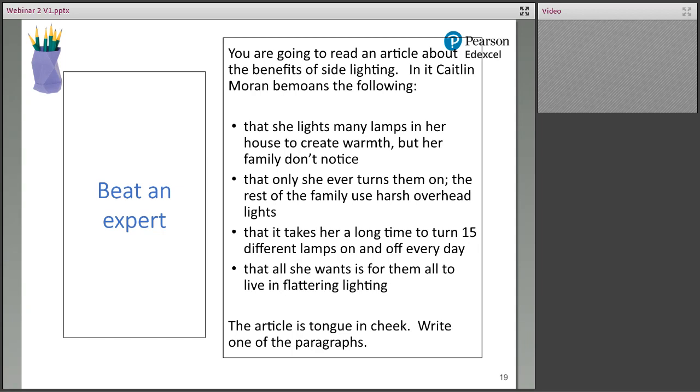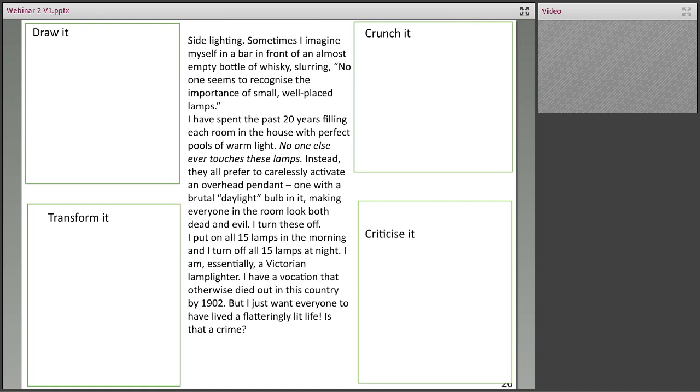But what I would do then is to get them to write the article, and that could be an online task for 1 week, and then the following week I would show them the article and they have to compare and evaluate their own against the article. And here it is, and it is one of my favourites of all time, actually. So here you go. I've made it into a four-corner activity, but it's just to show you the article. So side lighting.